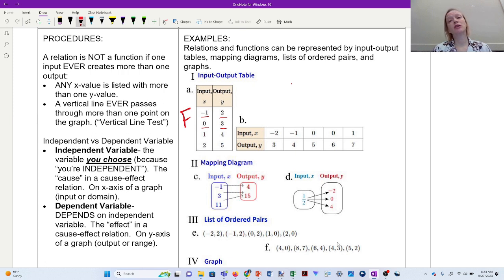If you look at relation B here, I have -2, -1, 0, 0, and 1 as my inputs. Notice here there's a repeat of my x values, with different y values. Because one x value can produce two different y values, this is not a function. So this is how you use the definition of function to identify a function.